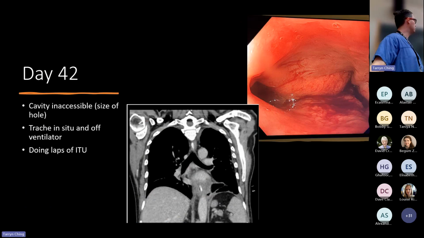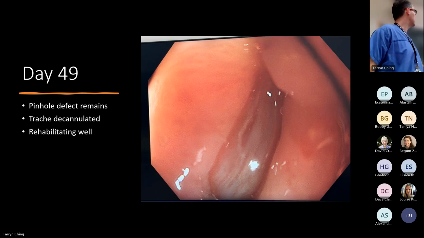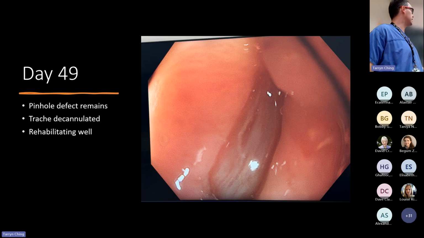And actually, by day 42, the hole had completely collapsed. So we can see the hole here, but we can't get a scope through it, so it's less than 1 centimetre in size. We can see a small cavity distal to it just here on the CT scan. He had a tracheostomy placed to help his respiratory wean, and he was doing laps of intensive care with his endovac in and a trach in. By day 49, that's all that we could see of the hole in the esophagus. There's a good lumen elsewhere, so there's no stricture developed, and he was rehabilitating really well.